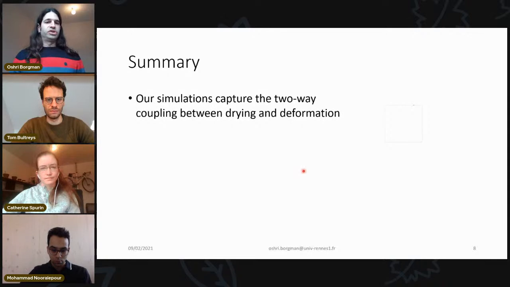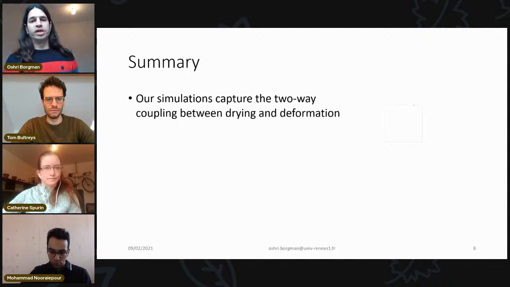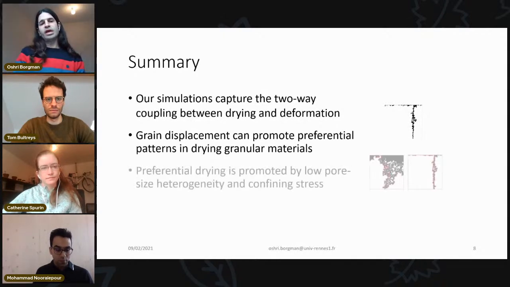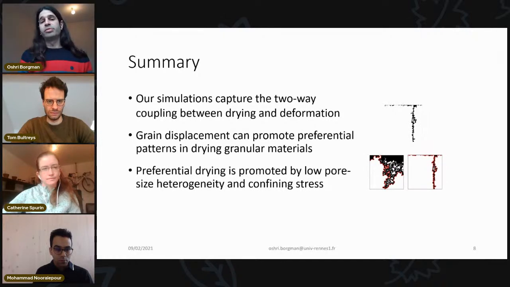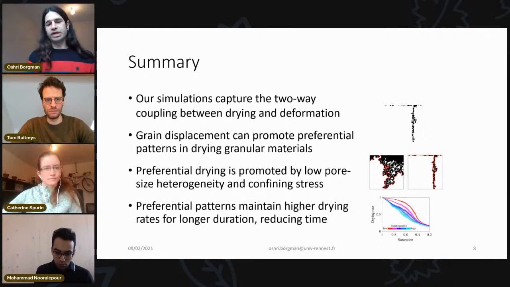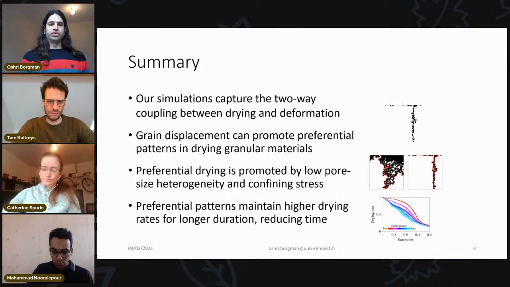So to summarize what I've shown here, we have shown in simulations that we can capture the two-way coupling between drying and deformation in granular materials, and that grain displacements under certain conditions can promote preferential patterns in drying granular materials. Preferential drying can be promoted by either low pore-size heterogeneity or confining stress, or even the combination of both. I haven't discussed a lot about the confining stress effect, but I have these results also. And preferential patterns maintain higher drying rates for a longer duration of the process and reduce the drying time.